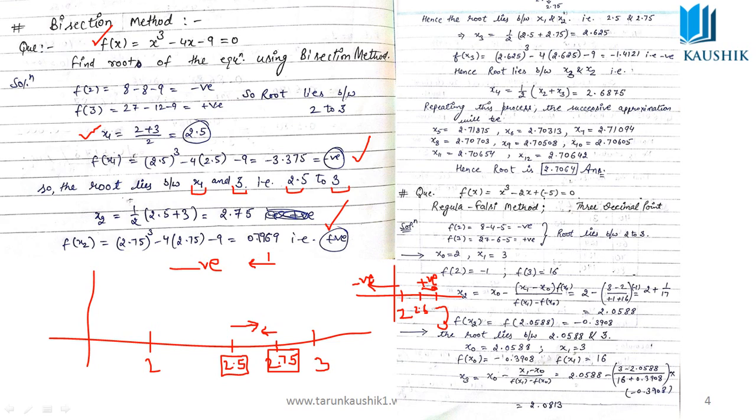Very good. That we will be moving towards the right side. This is the right side. And when will we be moving towards the left side? When the value is positive. Which positive value am I talking about? The function value at that particular point of x.